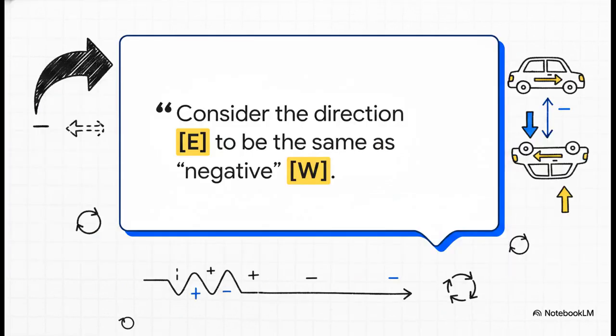Here's where it gets super interesting. We use a neat little math trick. We can't just cleanly add east and west together. But what if we consider east to be the exact same thing as a negative west? Actually, yeah, that works perfectly. We just flip that 27 meters east so it becomes negative 27 meters west. Suddenly, our directions match up, making the algebraic addition a total breeze.